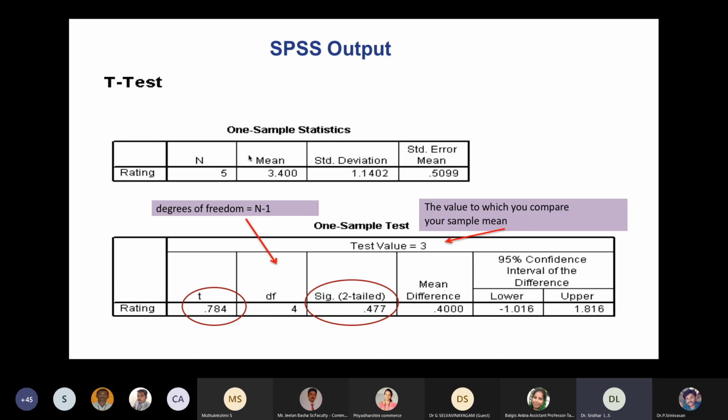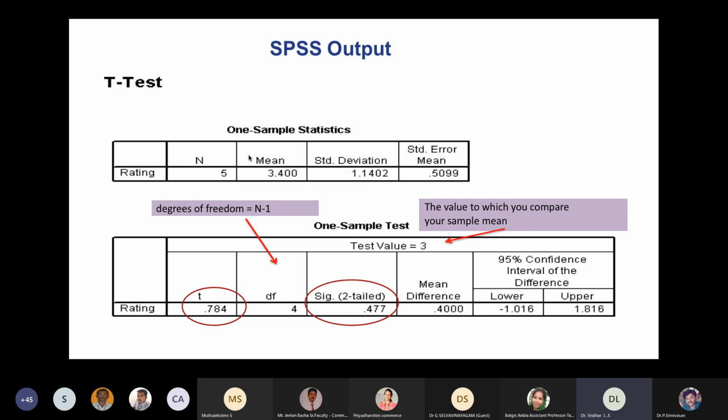You can see the t value is 7.884, the degrees of freedom is 4, and the significance two-tailed shows 0.477. Before going to this, I can say the mean value is 3.4400 and the standard deviation is 1.1402. I can understand the standard deviation and the mean value.